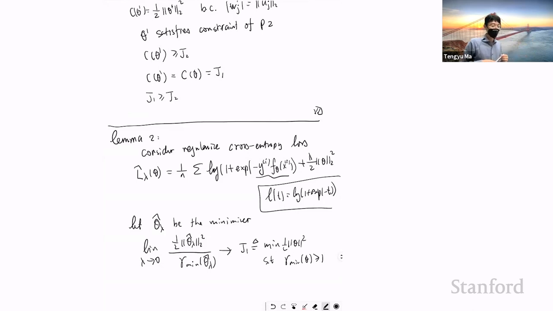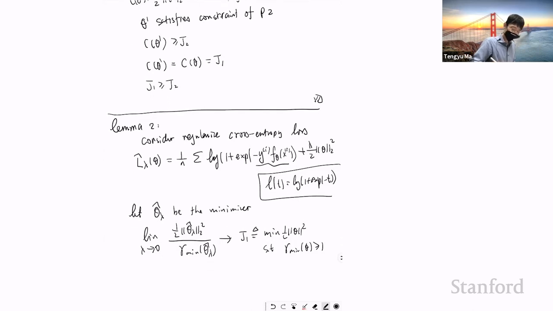When you have a very small lambda, the norm of theta would actually be pretty big. It's because your regularization is too weak, so you are going to get a very big norm solution. But if you normalize the norm with the margin, then you find that this is actually the max margin solution. I'm not going to prove this. If you're interested, this is Theorem 4.2 of a paper I wrote with some collaborators.